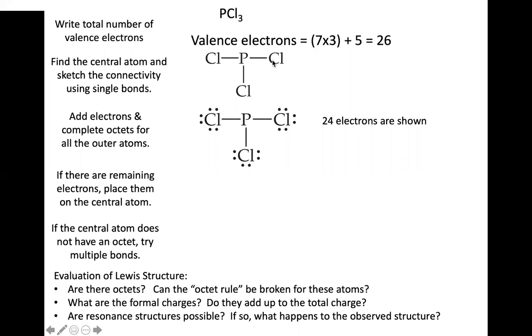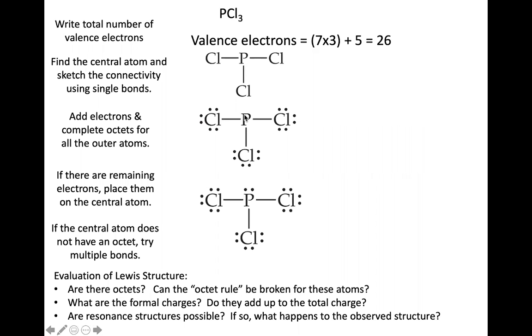At this point, I pause and ask, how many electrons have I accounted for? I've accounted for 24 electrons. I need to get to 26. I've got to add 2 more electrons somewhere. I already have octets on the outside. I don't have an octet on the phosphorus, so I'm going to add my remaining 2 electrons there. Voila, it works for the octet rule for all of them.